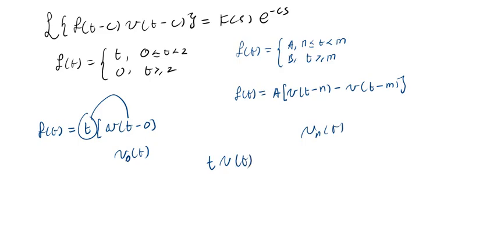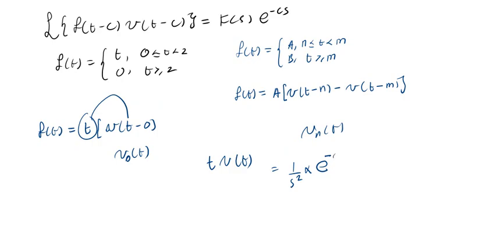So the Laplace transform of t, in this case, which is my f of s, will be equal to 1 over s squared, multiplied by e to the minus cs. What is your c? Your c indicates the shift. So for this particular part, the shift was 0.